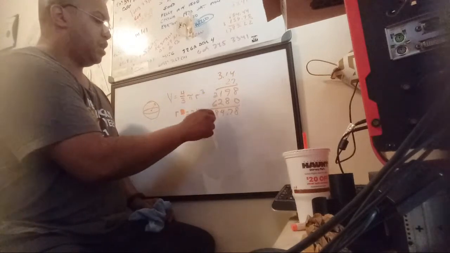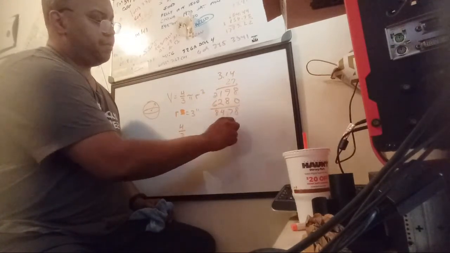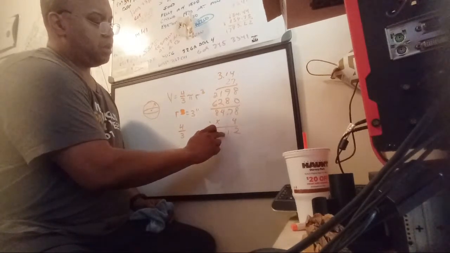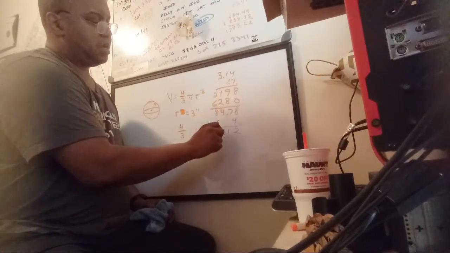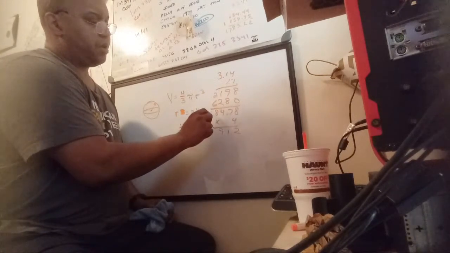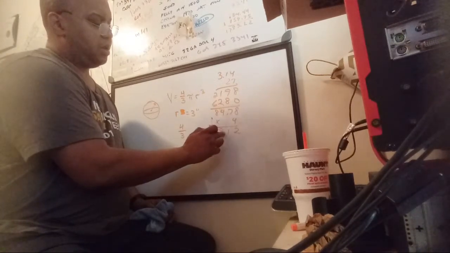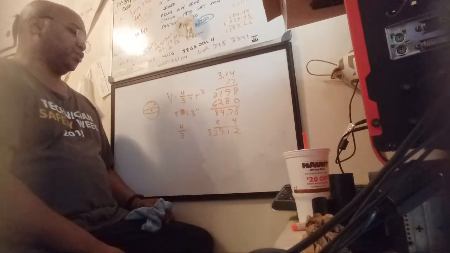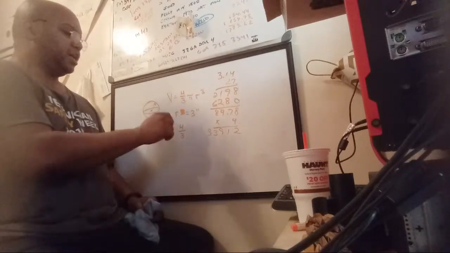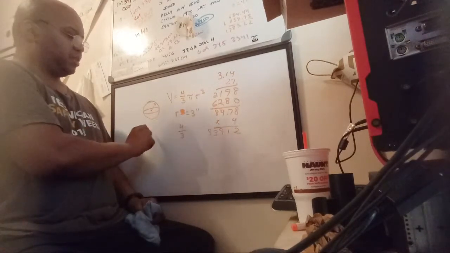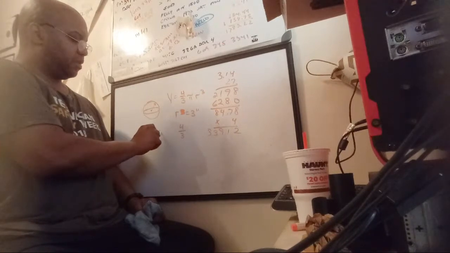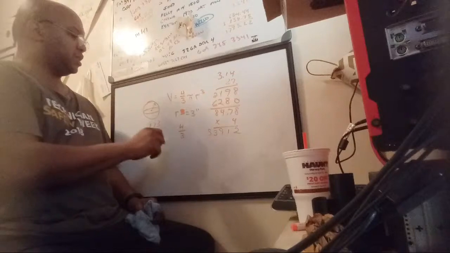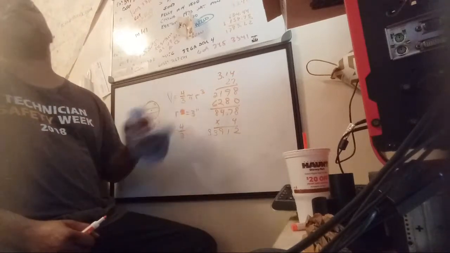Okay, so then we're going to multiply this by 4. That gives 339.12. If we multiply by the 4, and then we will divide by the 3. 339 divided by 3 is 113. Okay, so that is the volume of that sphere.